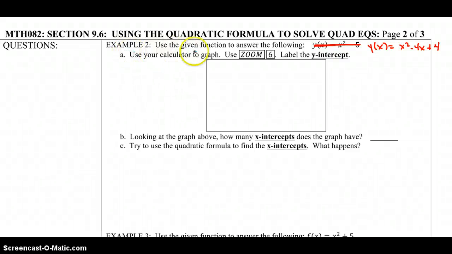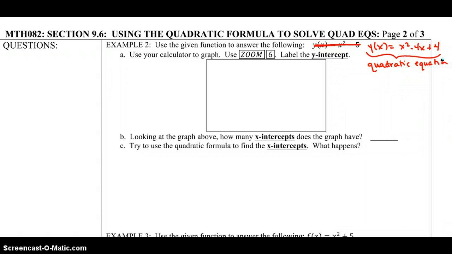So example 2 says to use the given function to answer the following. We're given y of x equals x squared minus 4x plus 4. Again, we should recognize that we have the required x squared term, and again we've got optional x and constant terms. So in here we should recognize this as a quadratic equation.